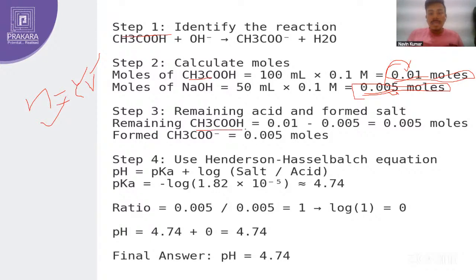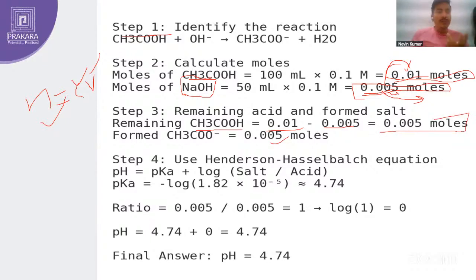The remaining acetic acid will be the initial concentration minus the number of moles which is being converted into the salt. How many moles of acetic acid will convert into the salt? That is 0.005 mole. It means 0.005 moles of NaOH is going to neutralize only 0.005 moles of acetic acid. So the salt formed will be 0.005 molar and the remaining acid will be 0.005 molar.